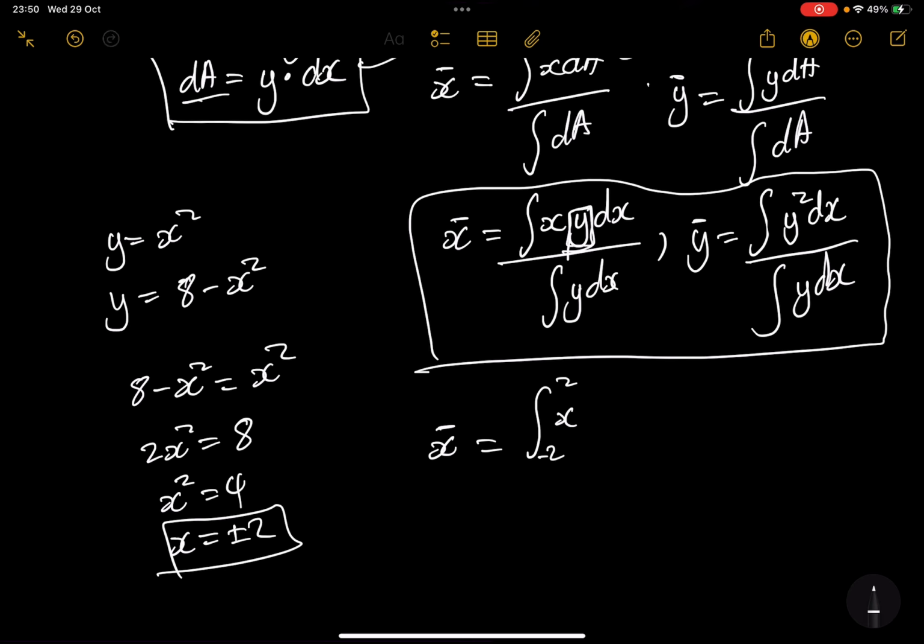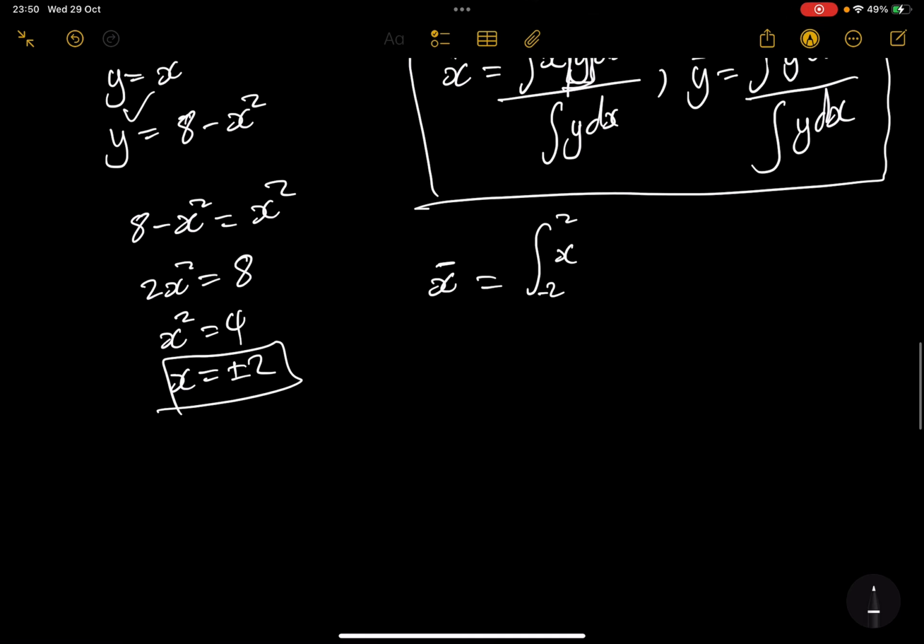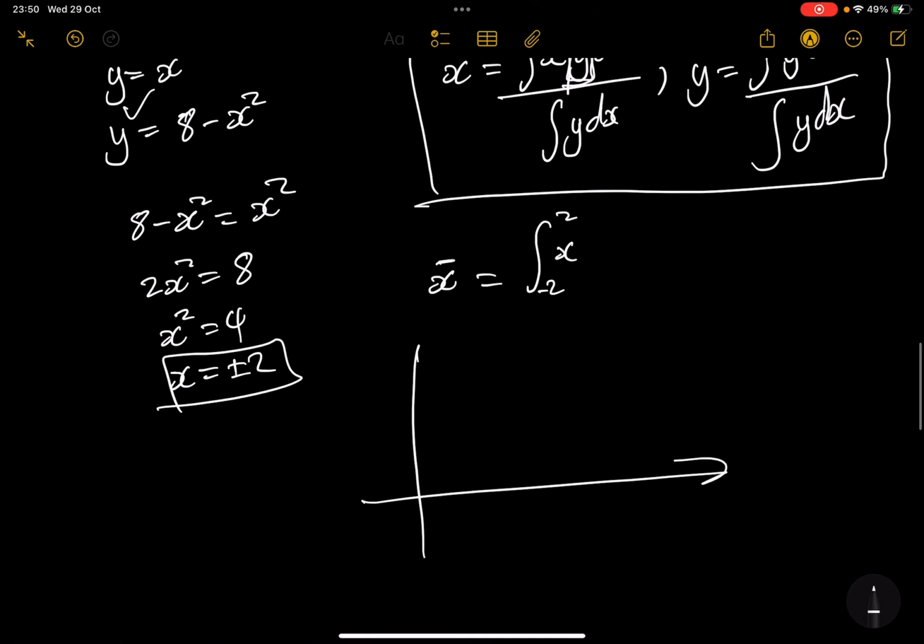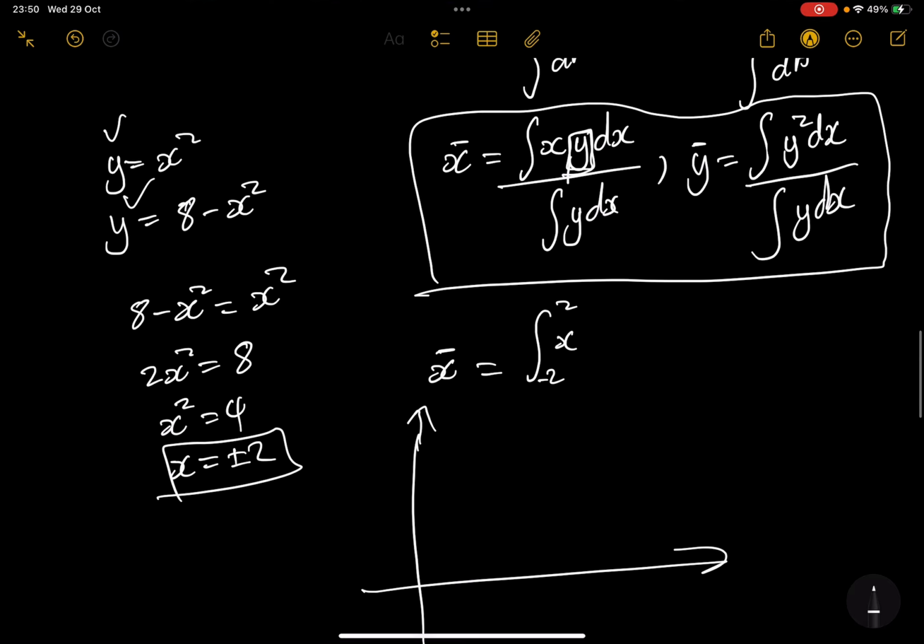So in order for us to substitute the value of y, we have two graphs, right? If we can see a sketch of these two graphs, y is equal to x squared, it's a graph that goes like this, and then y is equal to 8 minus x squared. That means when x is 0, y is 8. So it's a graph that goes like this. So this is y is equal to x squared.